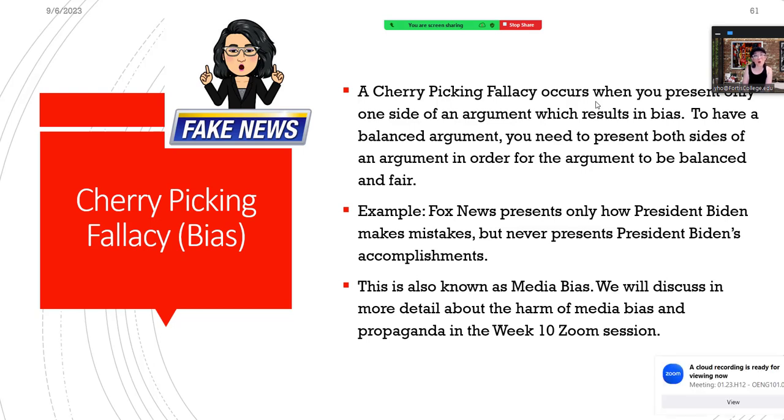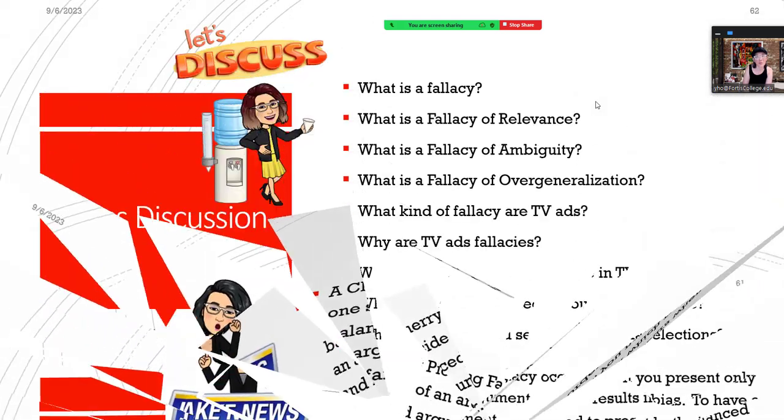So whenever you take one side of an issue, that means that you have bias. Media bias on all the TV channels, all the networks, is very prevalent. If you want to get an unbiased source that's trustworthy, you want to go to allsides.com. I will go over more about media bias next week.